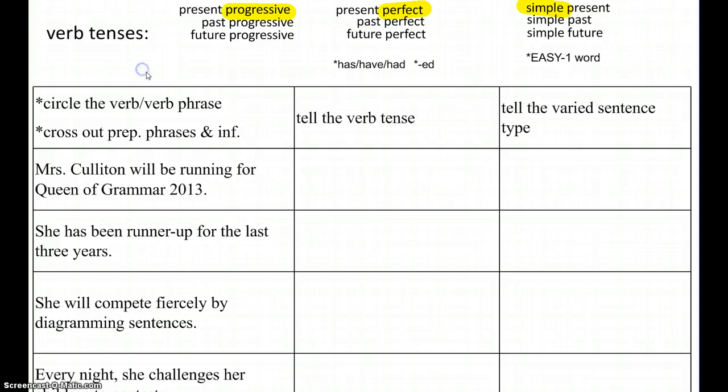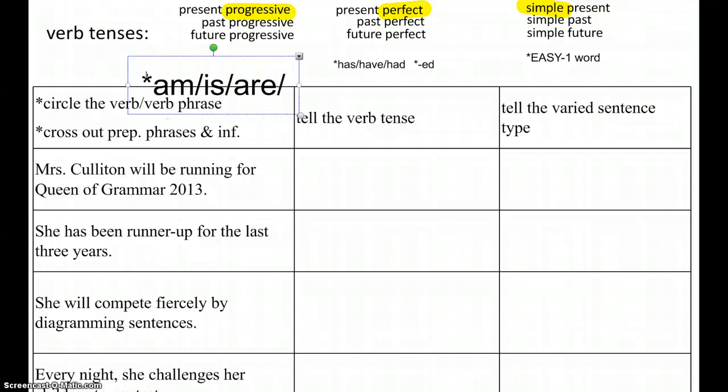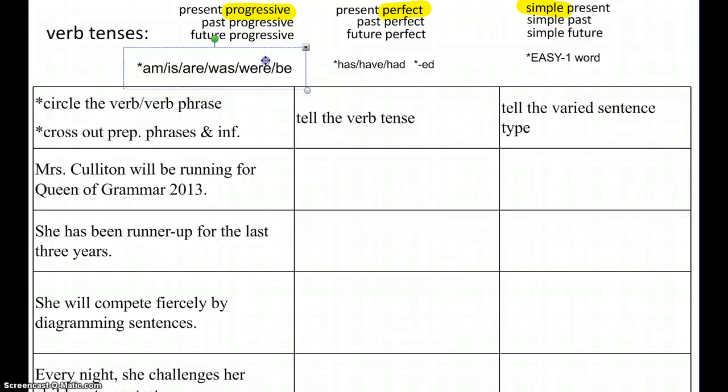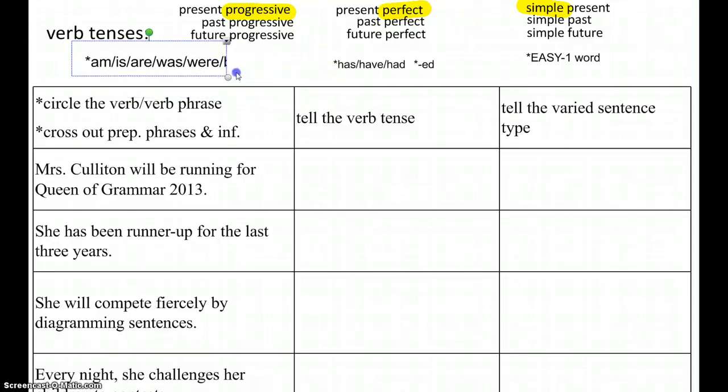Progressive tense, we look for the form of be verb. So we're looking for am, is, are, was, were, be. And we also look for a suffix ending. And the suffix ending for progressive is always going to be ing.